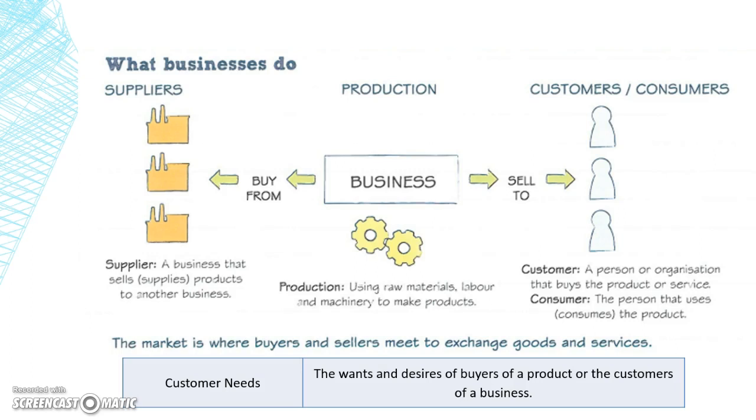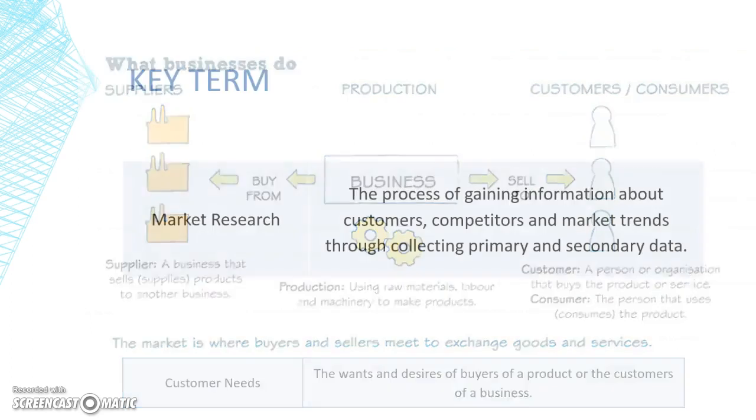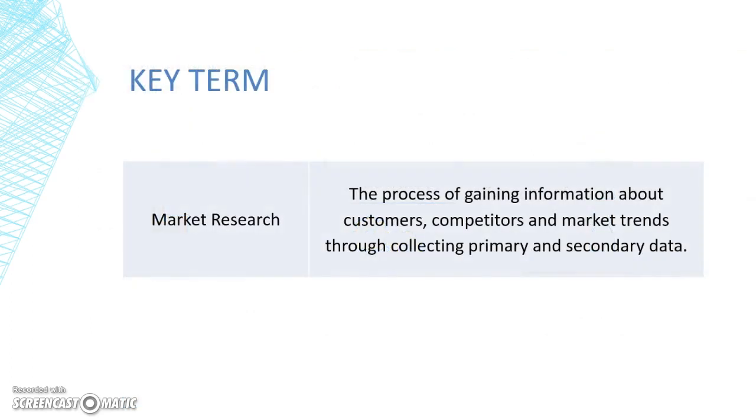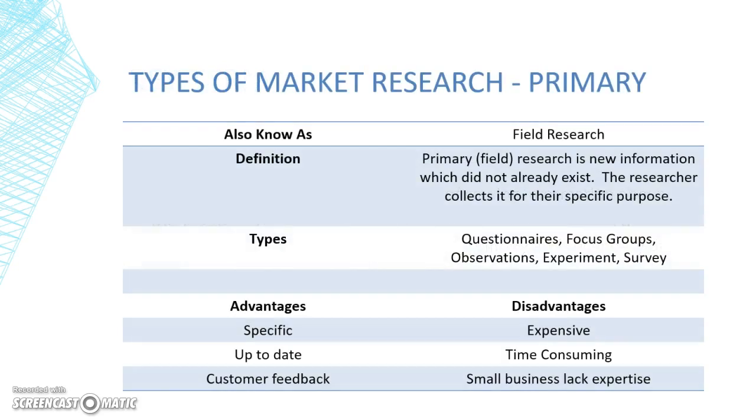But how do you find out what those customer needs are? Market research. You've got to gather information on your customers and competitors to be able to decide what your customers want. Now, first type of market research, primary research. It's also known as field research, because we don't do it in the office. We have to get out and we have to speak to people. We have to see things and experience them firsthand.